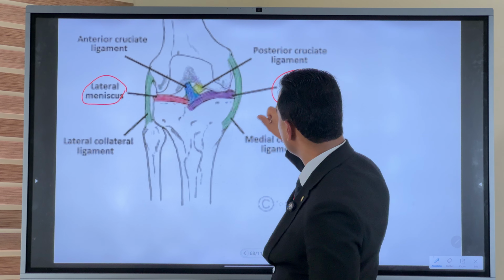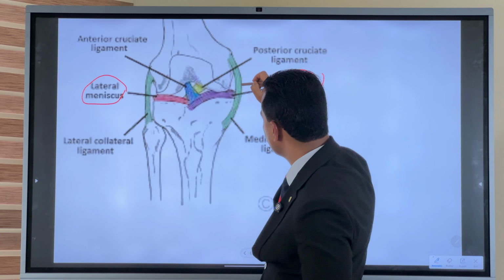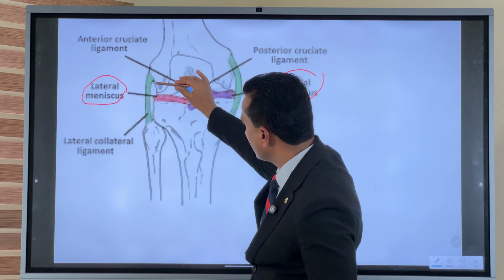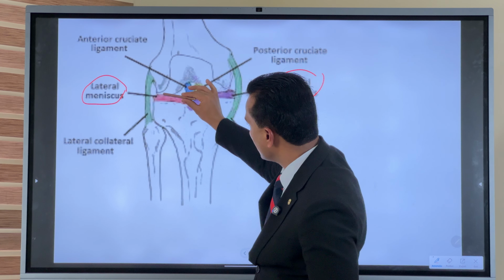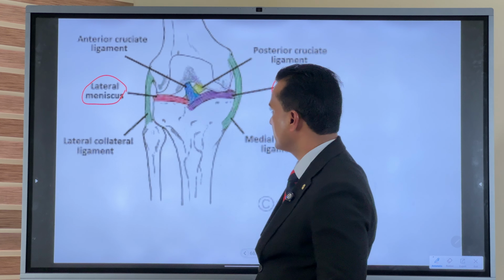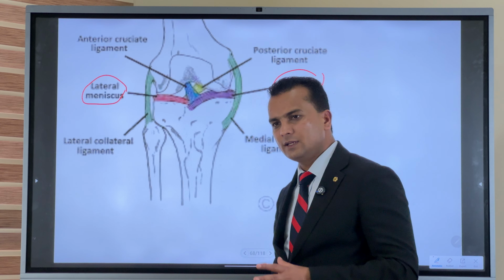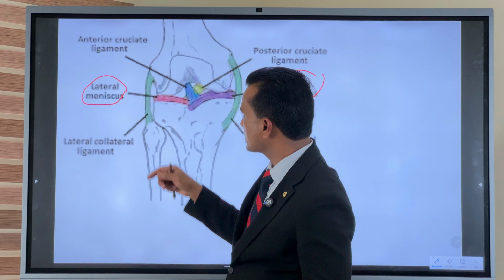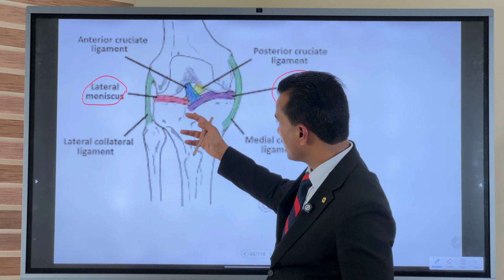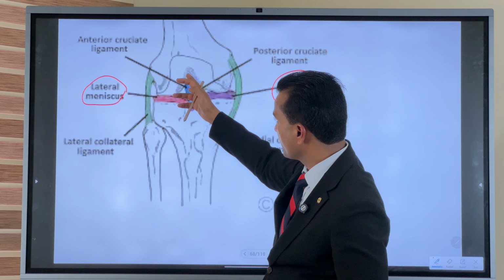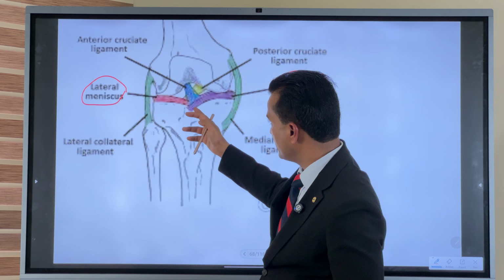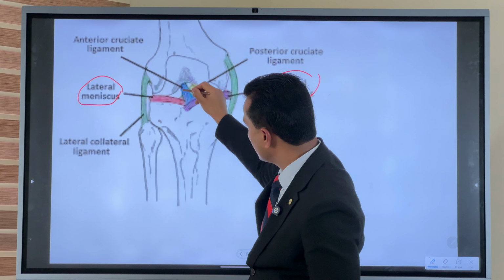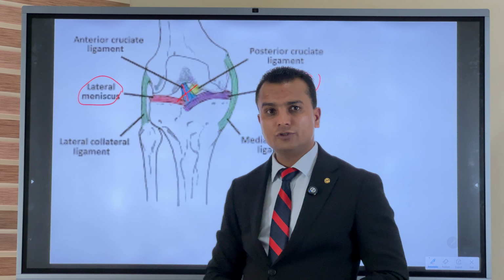And here you can see that the medial meniscus is strongly attached to the medial collateral ligament, and there is no attachment between the lateral collateral ligament and the lateral meniscus. So this is clinically very important. And then you should understand that there are cruciate ligaments also, which are attached from the posterior part of the femur to the anterior side of the tibia. You can see the X type, anterior and posterior cruciate ligaments.